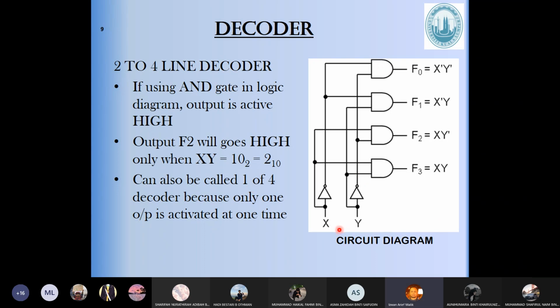Okay, so you can try. Let's say you are entering 0, 0, X 0, Y 0. This one will receive both inputs of X and Y which are inverted. So kosong jadi 1, kosong jadi 1. So 1, 1, so F0 jadi high. Yang lain ni dia tak akan jadi high. Kalau ada yang lain jadi high, meaning that your circuit is wrong.